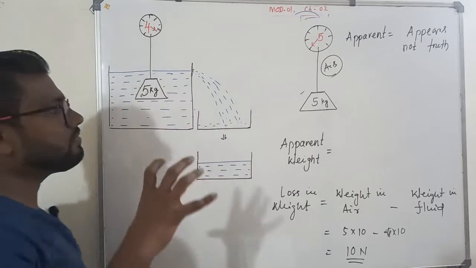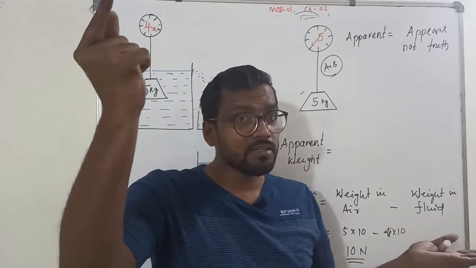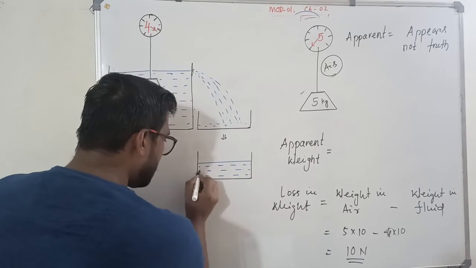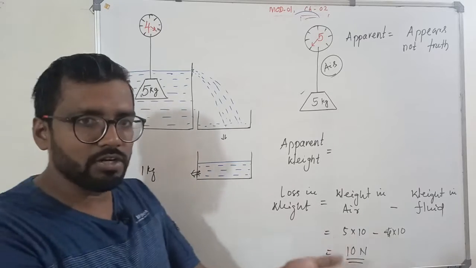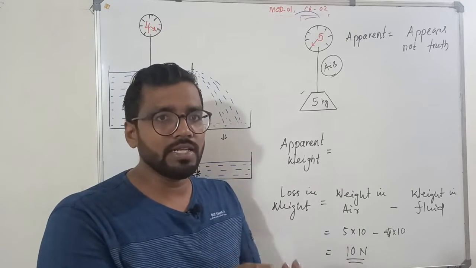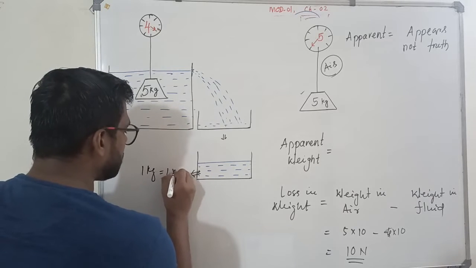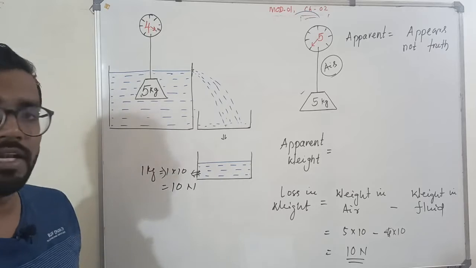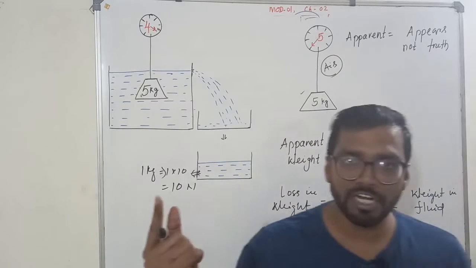So I am not able to find the 10 Newton. Where did the 10 Newton go? Sir, there is some fluid you have collected here. You measure that. If you measure that, this is nothing but 1 kg. If you put it on a weighing balance, you will get it as 1 kg. 1 kg is how much Newton? So 1 kg into 10 multiply. You got around 10 Newton. Isn't it interesting?